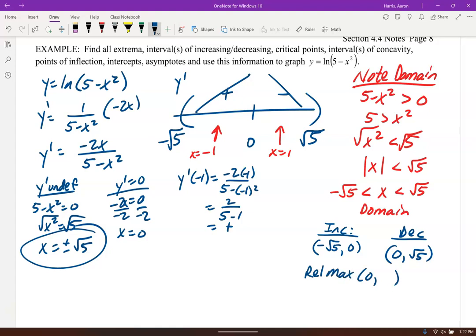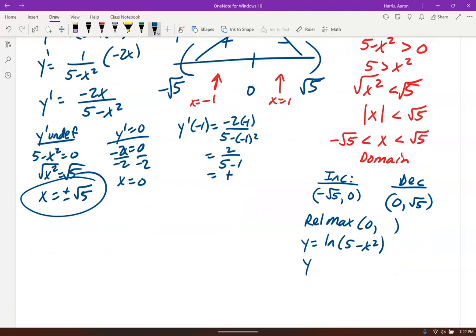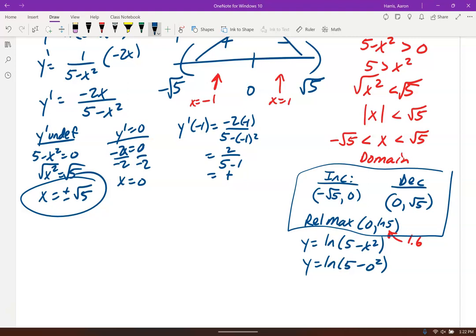And so let's go ahead and plug that into our original function, natural log of 5 minus x squared. Let's throw that 0 in for x. 5 minus 0 squared. So we got the natural log of 5 right there. Or that's about 1.6. So 0, 1.6 would be our relative max. So again, some useful information from our first derivative test right there. Let's go number 2.